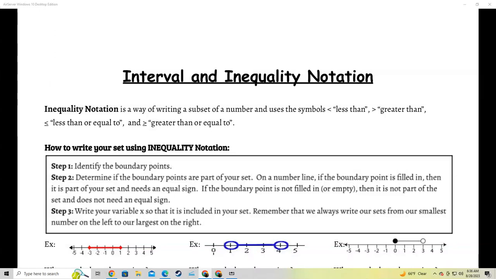It says inequality notation is a way of writing a subset of a number and uses the symbols less than, greater than, less than or equal to, and greater than or equal to. So we are going to have to memorize these notes.